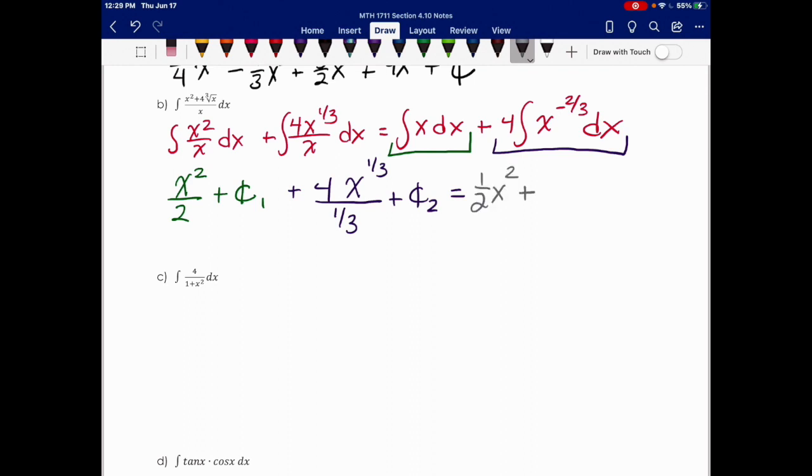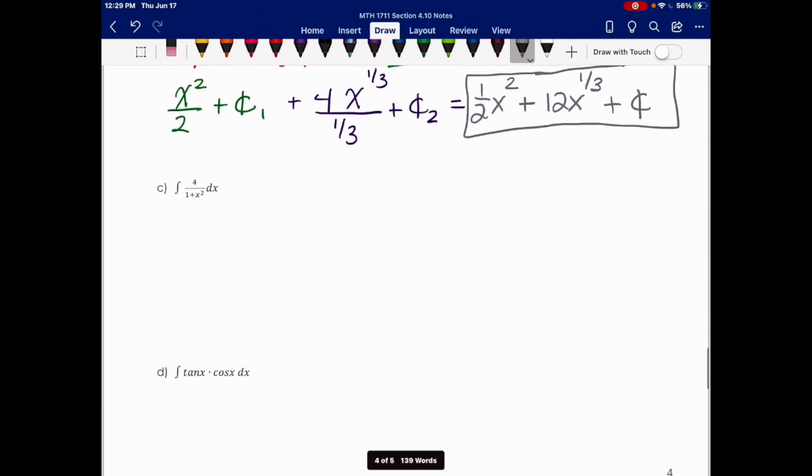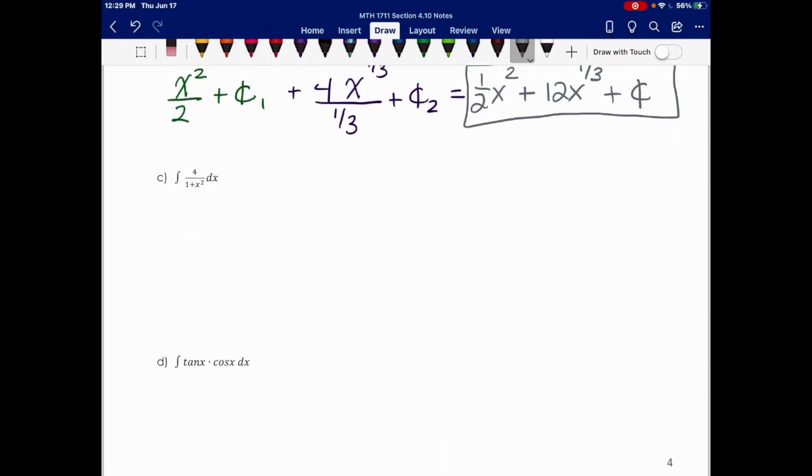I can simplify this by writing 1/2 x squared plus, I do a flip and multiply, and I get 12x to the 1/3. And then when I add the two constants together, I have some arbitrary constant, and I'll call it c. So this will be our antiderivative for x squared plus 4 times the cubed root of x all over x.